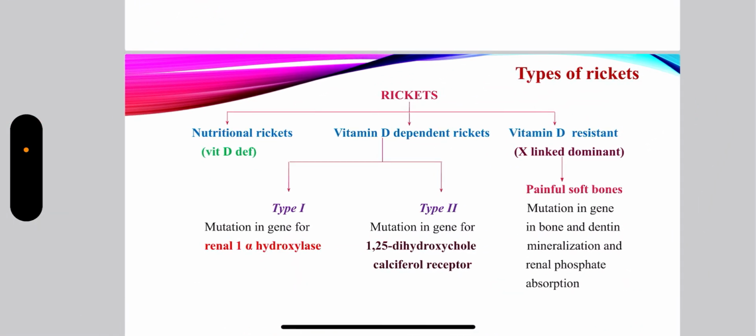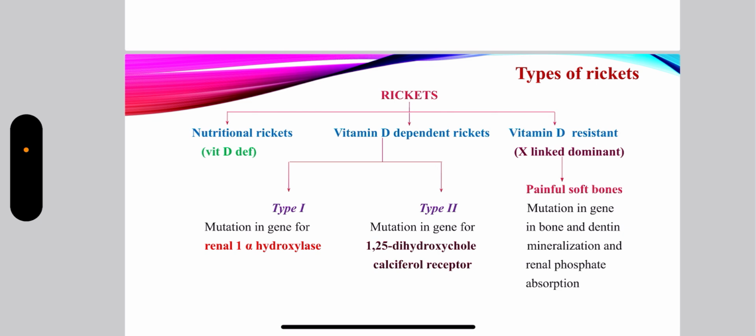Now, this is again a very beautiful flow chart to show the types of rickets. First type is nutritional rickets. Nutrition means vitamin D. Whenever there is deficiency of vitamin D, the condition will be labeled as nutritional rickets. Second category is vitamin D dependent rickets. I have shown you beautifully in this flow chart. Many people get confused with type 1, type 2, vitamin D resistant. This is the clear cut picture representing the types of rickets.